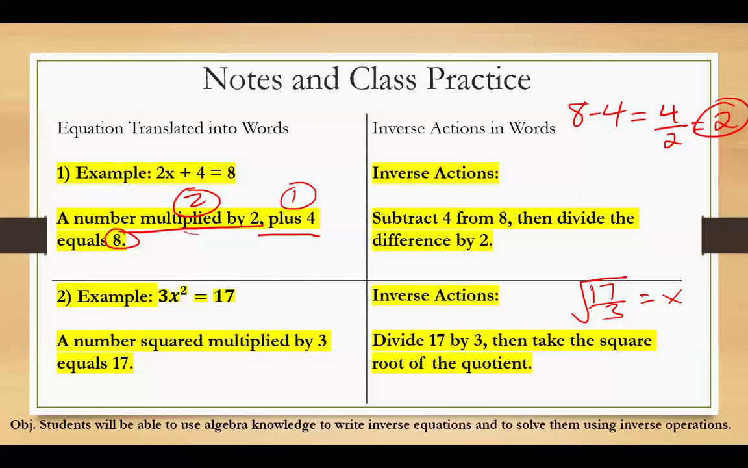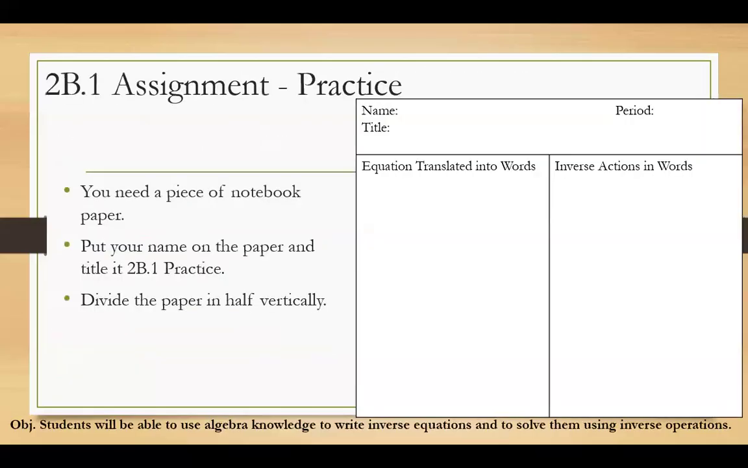All right. So, our practice. If you need paper, you can grab it out of the basket. But for your practice, that's the notes. We're done with the notes. We did it. Good job. You're going to do the practice, but you're turning in the practice. Okay. So you're on a notebook paper, you're going to put your name and title it 2B.1 practice. Okay. We're going to divide the paper in half.